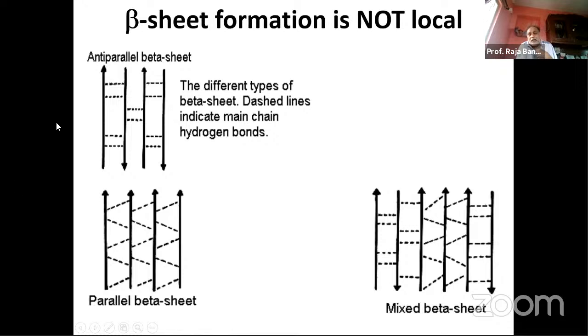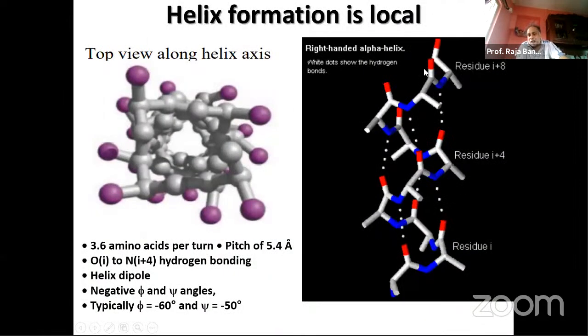Why? In case of the beta strand, if there is a movement in the similar direction, this is called the parallel beta sheet. But the hydrogen bond is intermolecular, whereas even in a single alpha helix there is an intramolecular hydrogen bond. So when there is an intramolecular hydrogen bond, what we find in this case is an i to i plus 4 hydrogen bond.